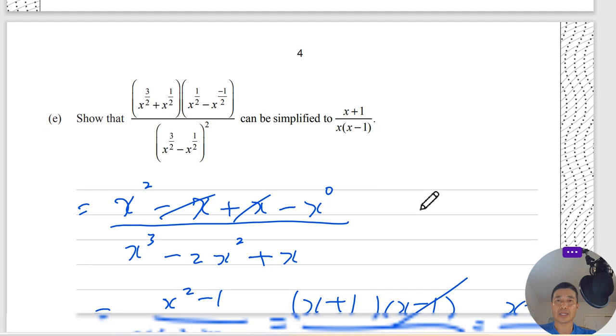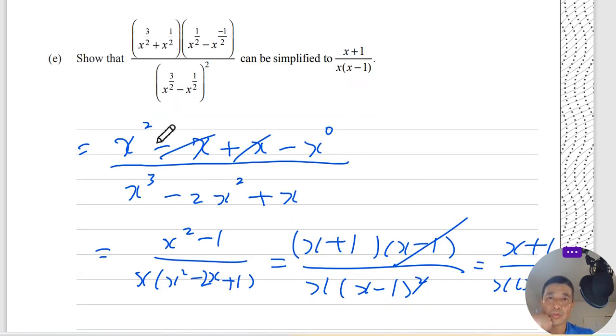Okay. Next question. I found this one is not that hard if you understand index rules. So what I did is multiply. x to the power of 3 over 2 times x to the power of half becomes x squared. Let me show you one example. When you multiply, you have to add indices. 3 over 2 plus a half is 4 over 2, which is 2.